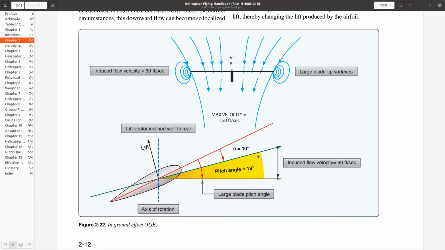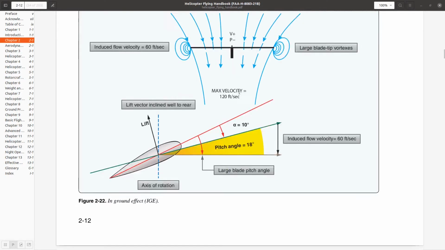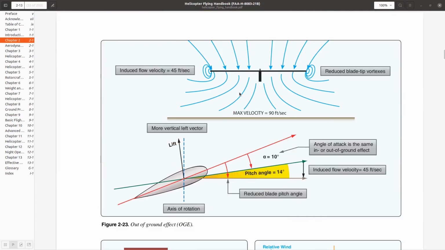So what's the net of that? You basically have this cushioning effect, just like you do with a plane. So you can hover with a lot less power in ground effect.